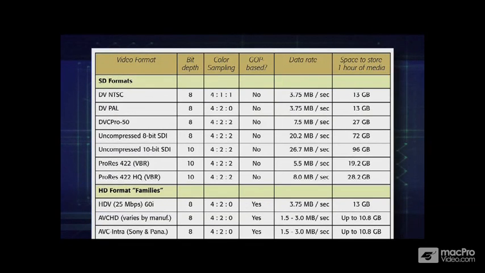Well, let's take a look at this table. When we take a look at this table, notice the format for DV, whether it's NTSC or PAL, doesn't make any difference. DV NTSC moves data from point A to point B, your computer to your hard disk to your computer, your camera or your deck to your computer. That data transfer rate is 3.75 megabytes a second.